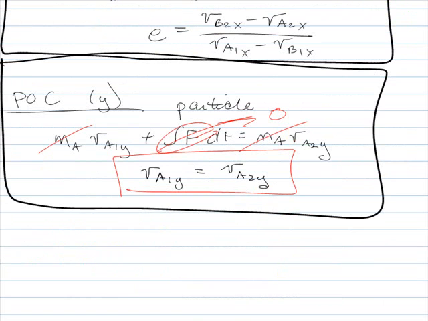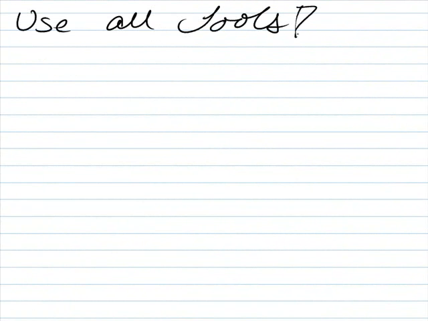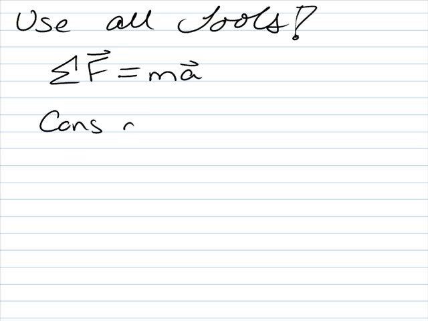One more thing I want to make sure that I alert you to as you're solving these problems is that you need to make sure you use all your tools. So again, don't forget about this. We'll have F equals ma, right? So your sum of forces is going to be equal to ma. So you still have the possibility of using this. You also have conservation of energy. And this could be very useful.